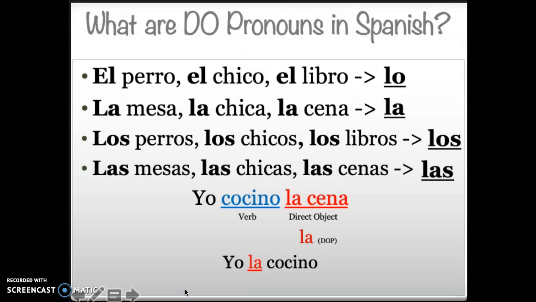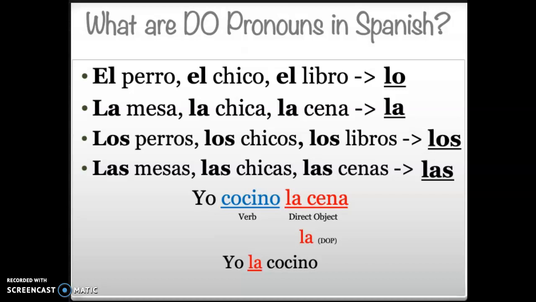Remember that the direct object pronoun has to go in front of the verb. So we have to change the direct object pronoun into the front of the verb. Yo la cocino. If you were to say the sentence in English, you would say, I cook the food. I cook it. Right? I cook the food. I cook it. If someone were to ask you in English who cooked the food, you will most likely answer, I cooked it. This is the same principle in Spanish.